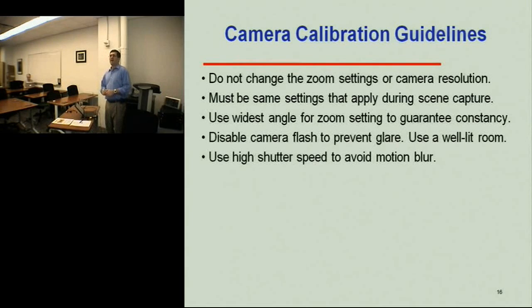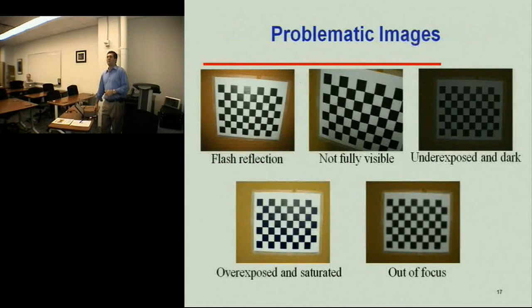You want to also disable the camera flash to prevent glare and use a high shutter speed to avoid motion blur. So here are some examples of problematic images. You want to try to avoid this. You don't want flash reflection, or partial views of a checkerboard image. You don't want underexposed or overexposed images, or images that are out of focus. Because in all of these cases, it's going to have some effect on the accuracy of extracting features. We're going to have to extract features from these images.